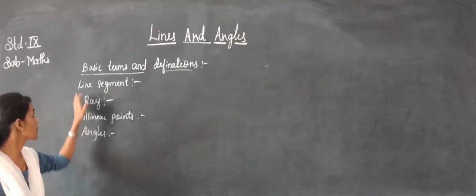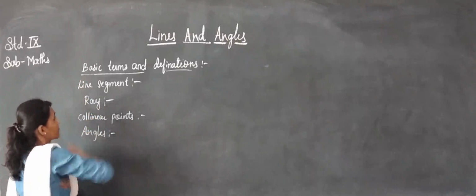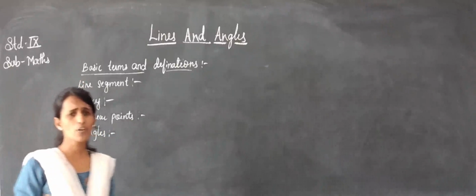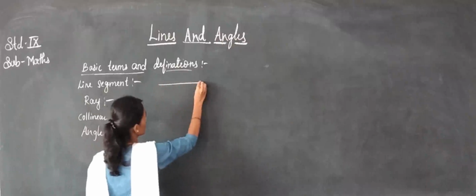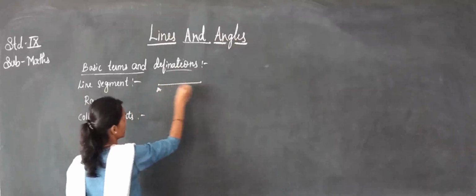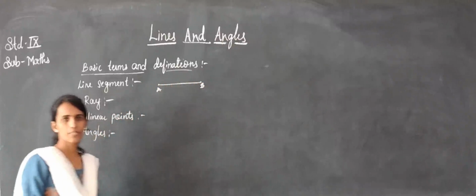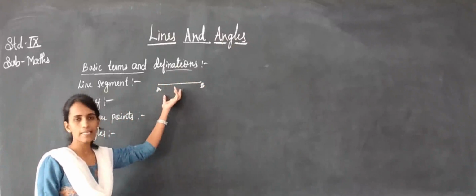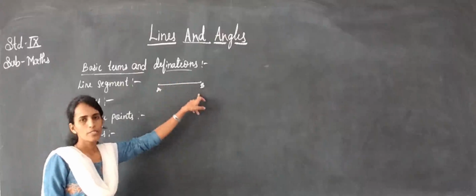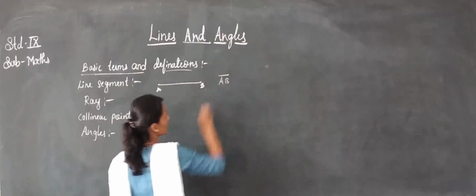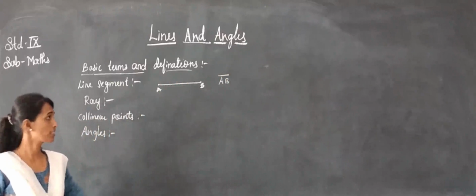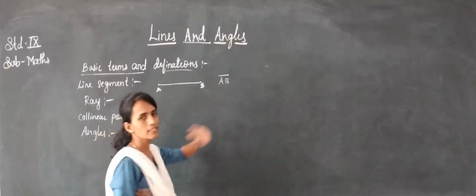First, what is a line segment? A line segment is a part of a line with two endpoints. A and B are the endpoints of the line segment. So this is a part of a line which has two endpoints A and B, and it is denoted by AB with a single bar on top. This is how we can denote the line segment.